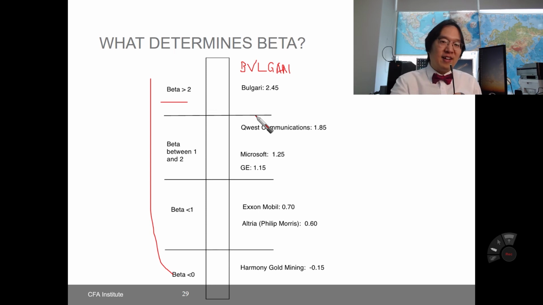Good luck. And then beta between 1 and 2, okay, which is riskier than the market, right? Usually high-tech companies have higher betas. Let's say, what about Celtrion or Shilajen, right? Good luck with Shilajen. Anyway, they keep coming up in the newspaper, saying we are coming up with a new vaccine for coronavirus.